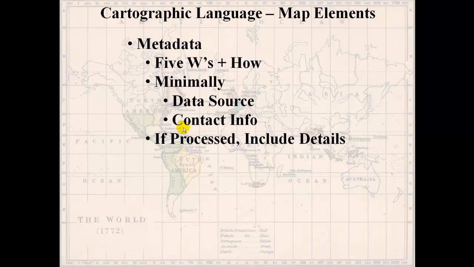And what the contact info is for the person who made the map or someone who knows how the map was constructed, so that if you don't understand or you need more information, you'll be able to contact someone. Also, if something has been done to the data source to make the map look the way it has, it's always a good idea to say, I did something to the data to make it look the way it looks.